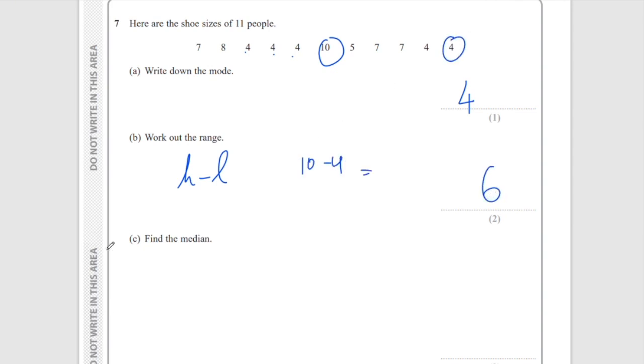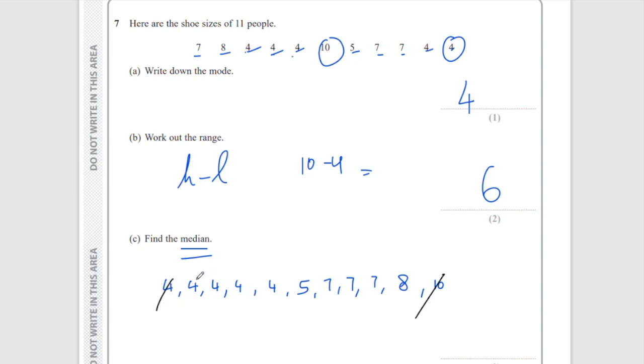And median, to find the median, we have to write them in order. After writing them in order, cancel them in pairs from both sides. So 1, 2, 3, 4, 5, and whatever is left in the middle is the median, the number in the middle. Okay, let's move on to the next question.